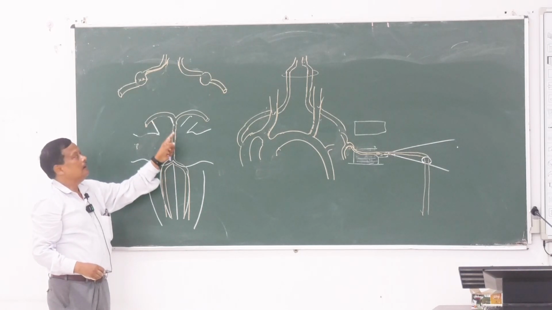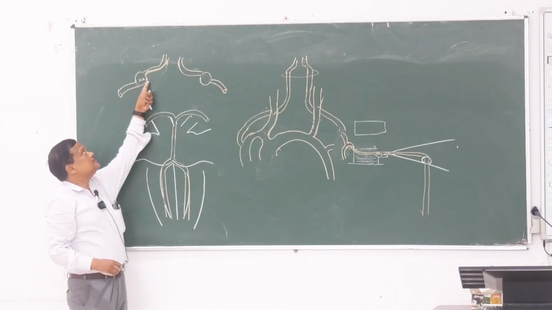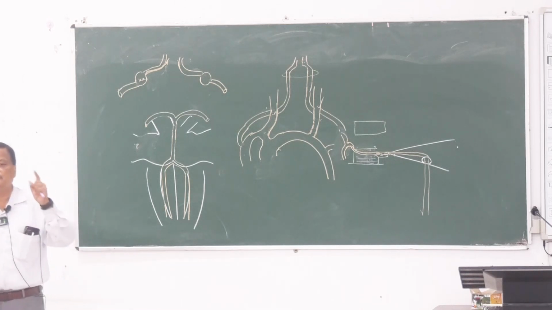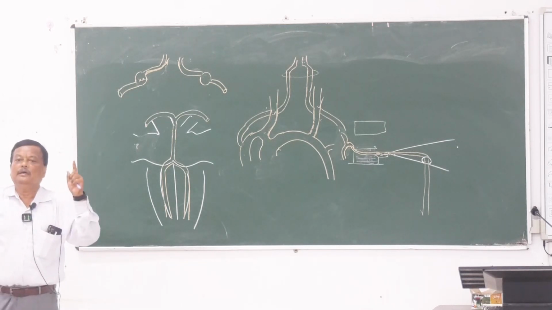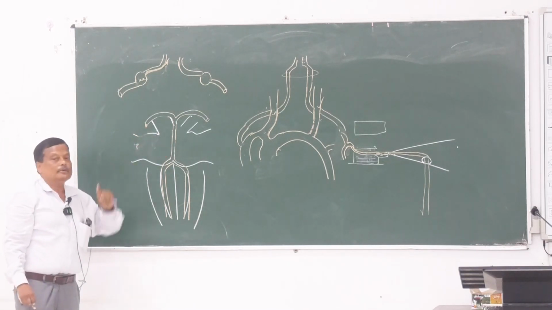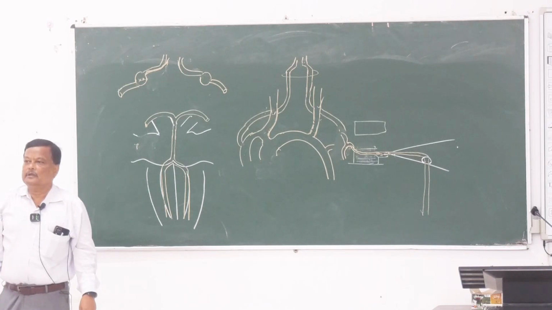It is a branch of the basilar artery. So anterior cerebral artery is a branch of the internal carotid artery. Middle cerebral artery is a branch of the internal carotid artery, and posterior cerebral artery is a branch of the basilar artery.